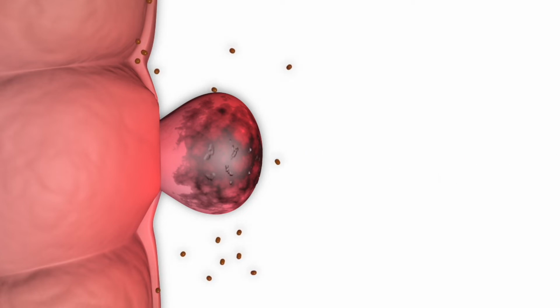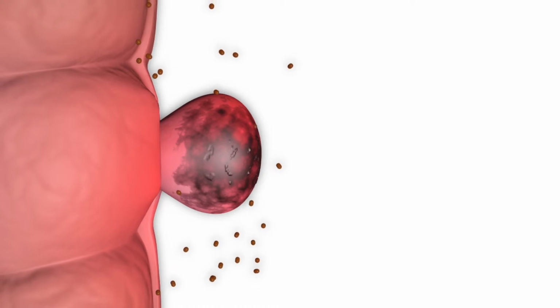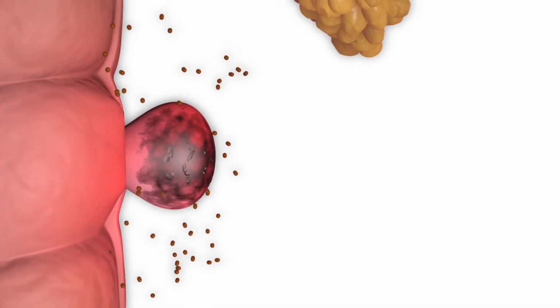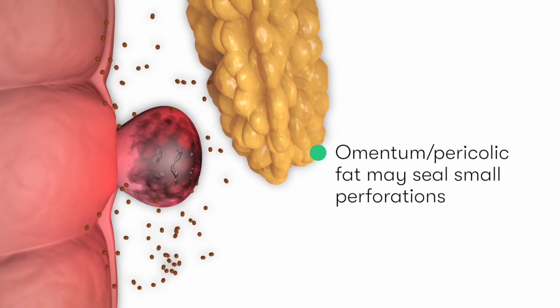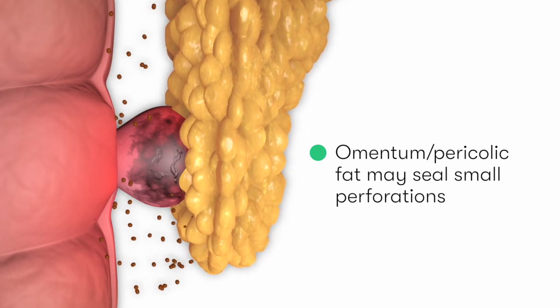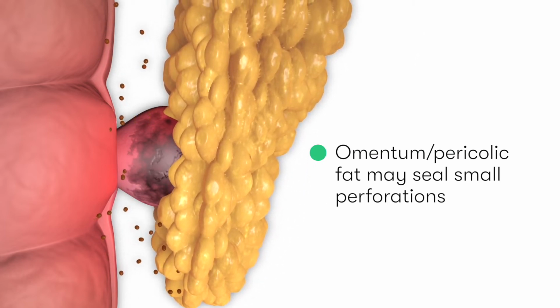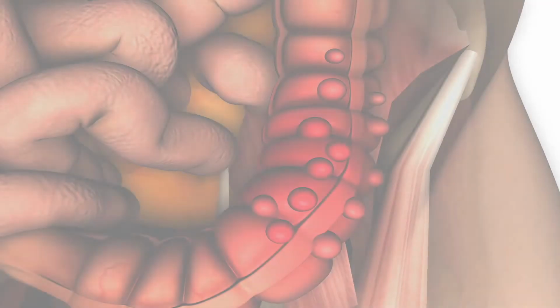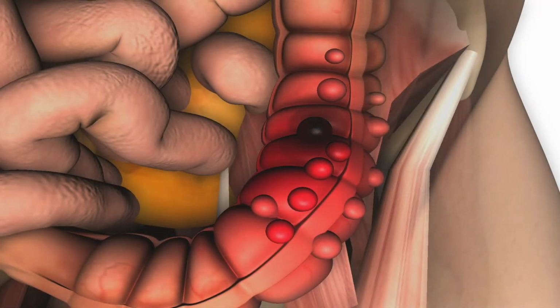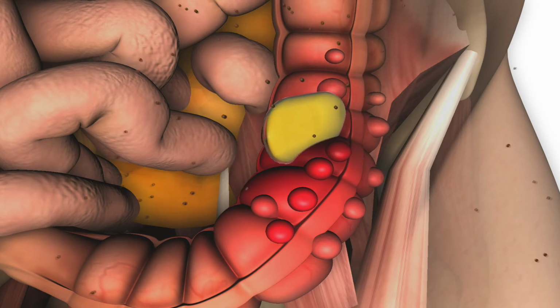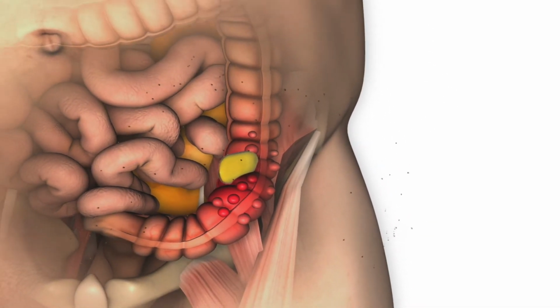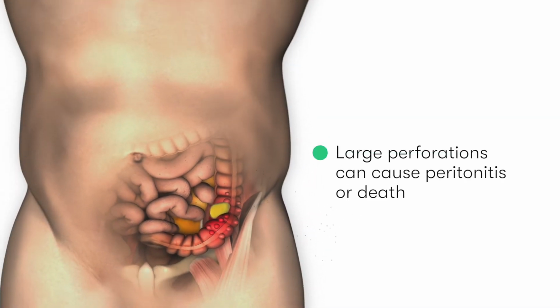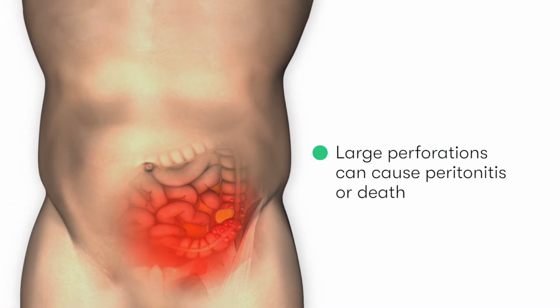Now, if this perforation is small, then it usually will lead to some inflammation of the colonic wall surrounding it. But typically, the perforation will become sealed, usually by pericolic fat or the omentum. However, in cases where the perforation is large, this usually results in the development of pericolic or pelvic abscesses, or in the most severe cases, can lead to peritonitis and death.